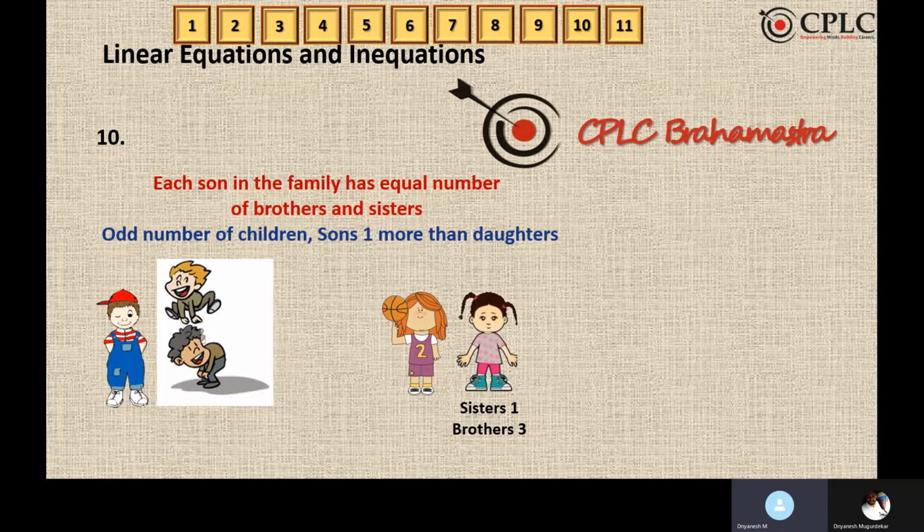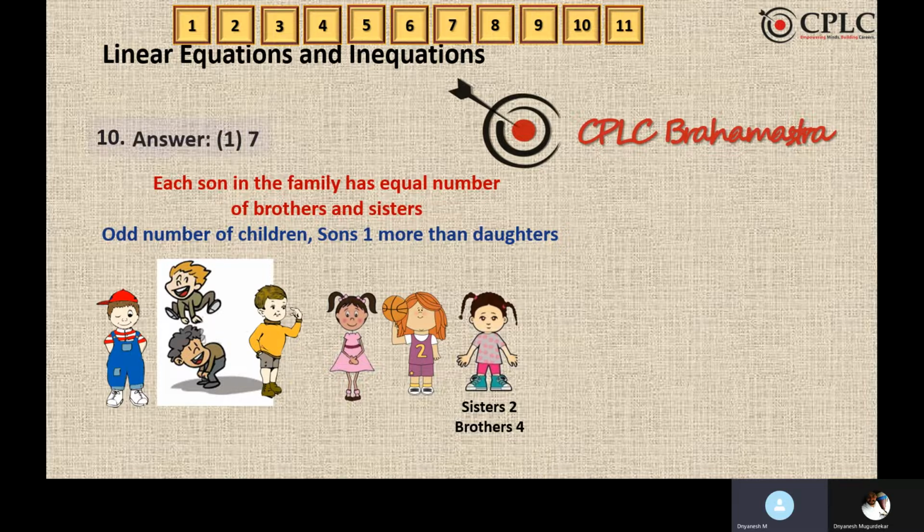Then the last case, let's add one more girl. One more boy will also be added. Again, we compare the original girl. Now she has two sisters. And how many brothers does she have? She has four brothers. And when we ask whether the number of brothers the girl has is twice the number of sisters, yes, it holds. So friends, this is the answer: seven total children in the family, which is the first option.